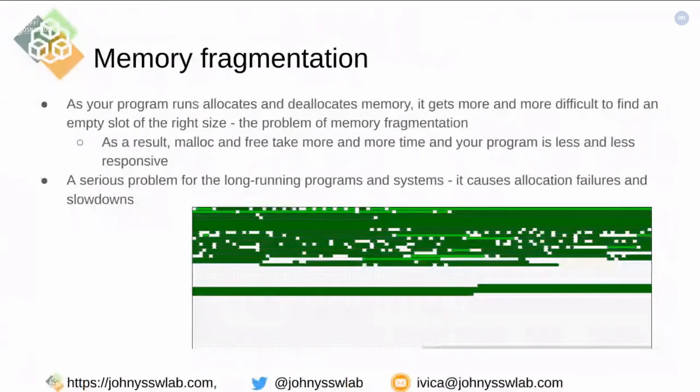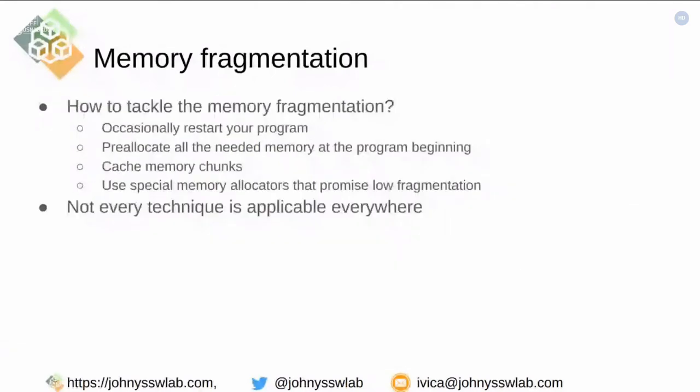If your program is a long-running one, you want to pick an allocator that doesn't suffer a lot from memory fragmentation problems. There are several ways to tackle this problem. One simple way is to occasionally restart your program, and this is done. In our case of the set-top box, every day at 3 o'clock in the morning, we used to restart the set-top box without the user's consent. And this fixes the problem of memory fragmentation and slowdown. And this is often done.